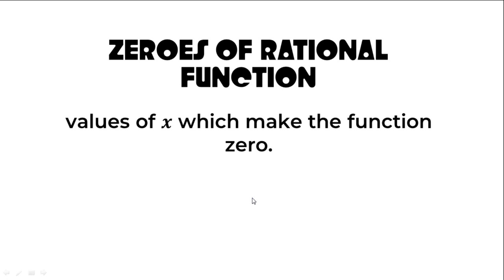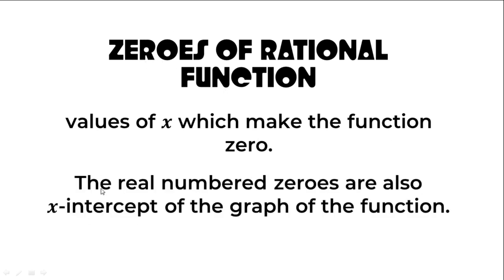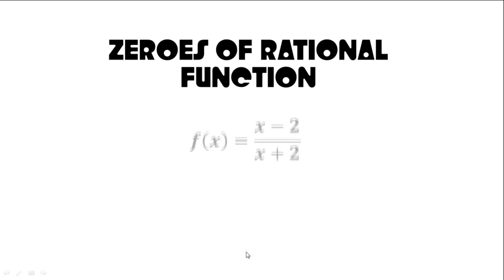Okay, next is zeros of rational function. These are the values of x which make the function 0. Yun yung zeros. The real numbered zeros are also x-intercept of the graph of the function. So ang relationship ng x-intercept and zeros, kung ano yung zeros, yun din yung x-intercept. Minsan, hinahanap lang natin yung x-intercept at kapag real number ito, siya na rin yung zeros of that function.